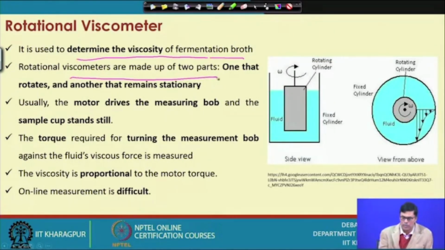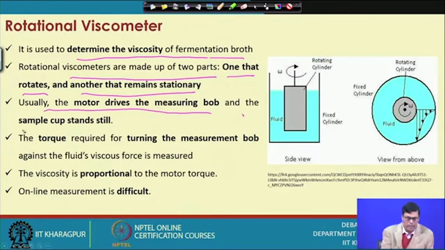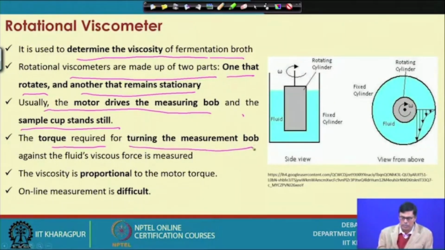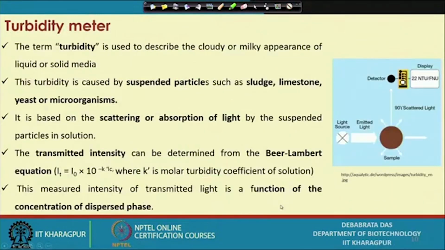A rotational viscometer is made up of two parts, one that rotates and another that remains stationary. Usually the motor drives the measuring bob, and the sample cup stands still. The torque required for turning the measuring bob against the fluid's viscous force is measured. The viscosity is proportional to the motor torque. Online measurement is difficult.